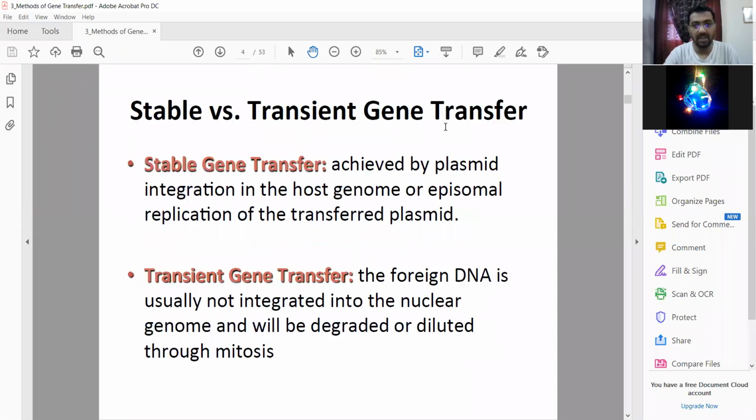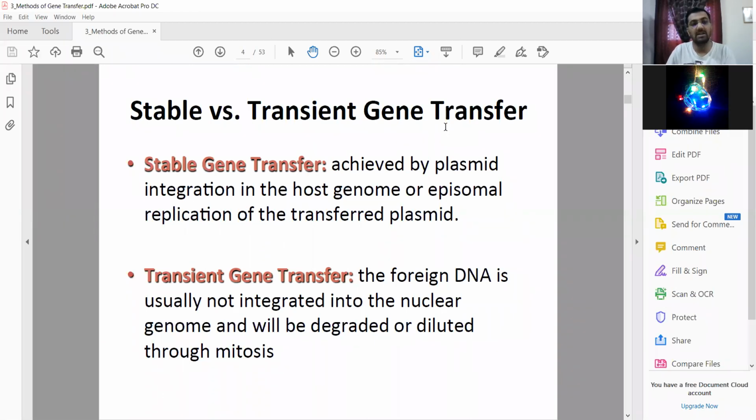So moving further, there are two types of gene transfer. One is stable and the other is transient gene transfer. Stable gene transfer means that you have stable gene expression for a long period, and transient gene transfer means that you don't have stable expression of the gene, rather you have transient gene expression for a smaller time period. Stable gene transfer could be achieved by plasmid integration into the host genome, or episomal expression or replication of the transferred plasmid.